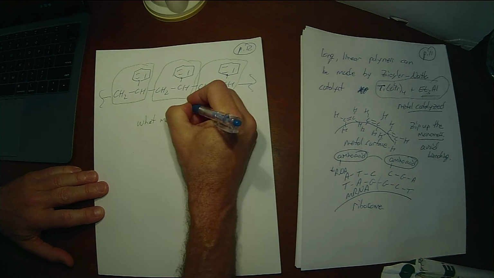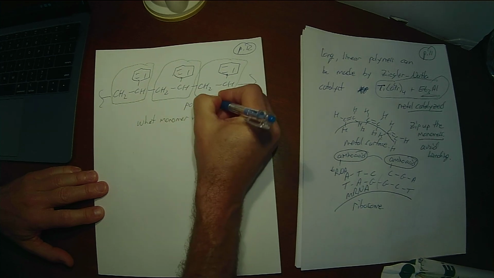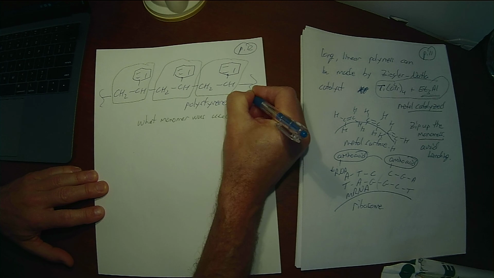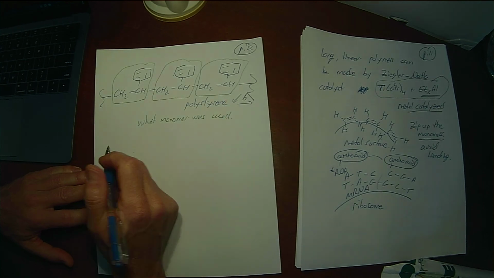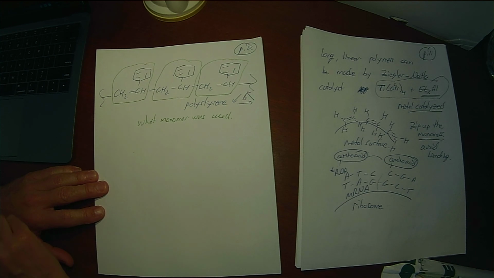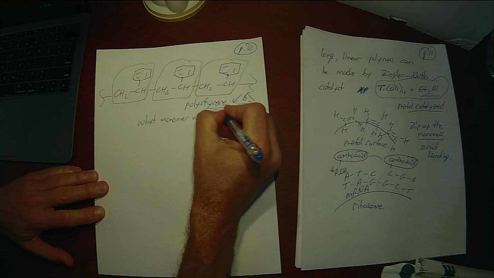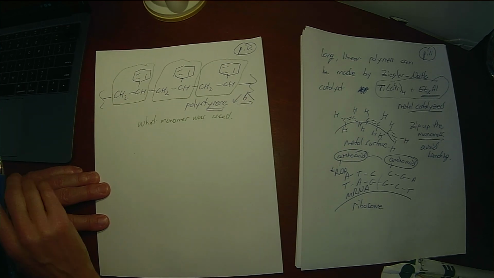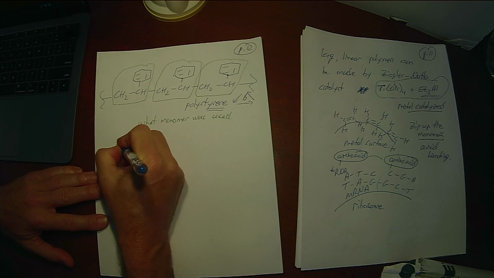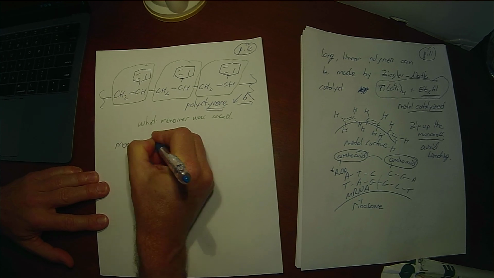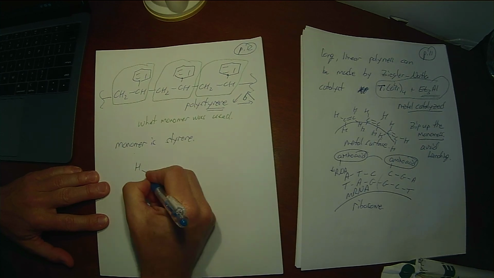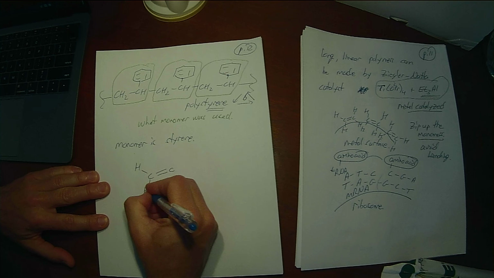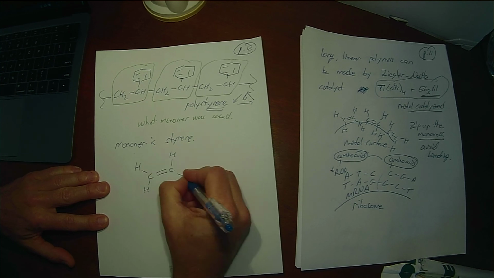This is polystyrene, by the way, which is number 6 on your recycling codes. But what was the monomer unit? Well, there's a hint, right? Since it's called polystyrene, the monomer unit is probably styrene. And styrene is vinyl benzene.